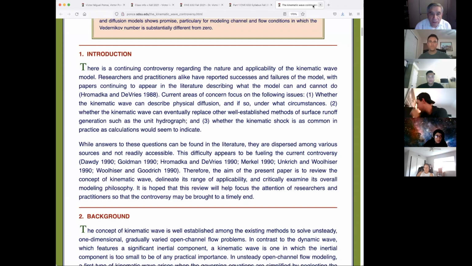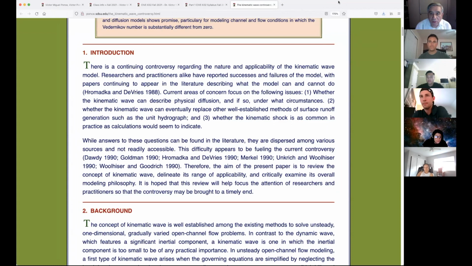So let me first, before I go any further, I'm going to share the screen. Let me see. Right. Okay. Can you guys see the green page?